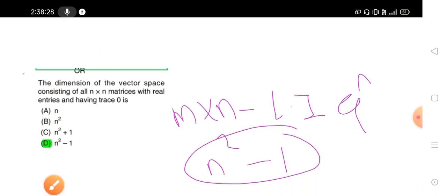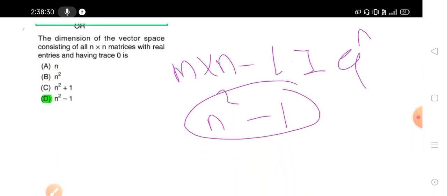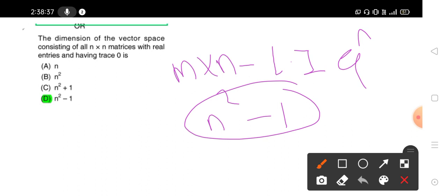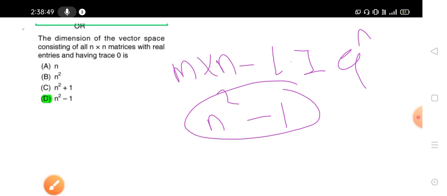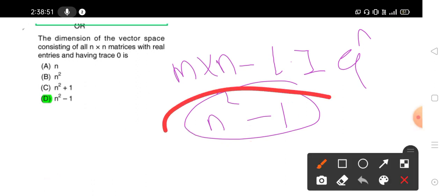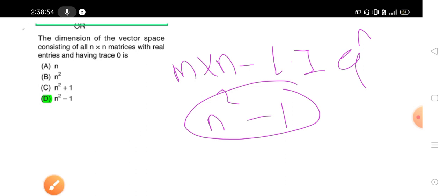Next question. The dimension of the vector space consisting of all n cross n matrices with real entries, here given n cross n matrices, that is n square, with real entries having trace 0. Here the linearly independent equation is 1, that is written as n square minus 1. Finally we get option D is correct.